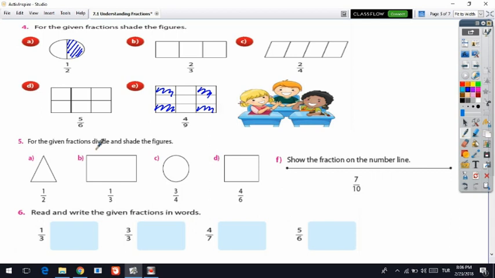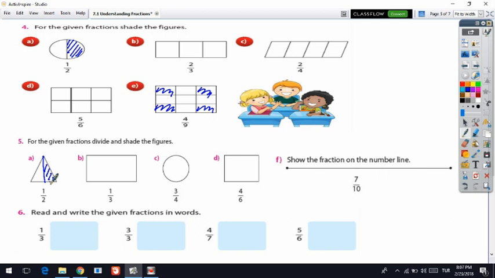Okay, question 5. For the given fractions, divide and shade the figure. First of all, let's look at 1 over 2. In 1 over 2, the 2 tells you, as you know, there will be 2 equal parts in a whole. Okay, how can I divide into 2 equal parts? First of all, from here. When I draw this line, you will get 2 equal parts, as you can see. Now I will choose just one of them.